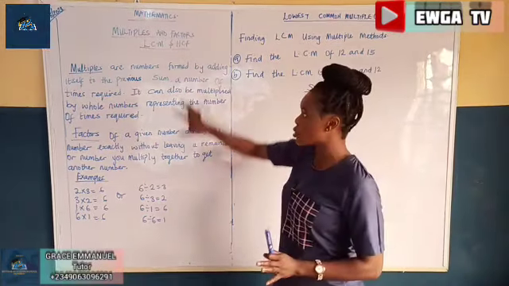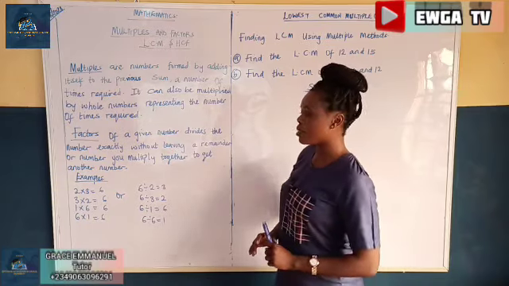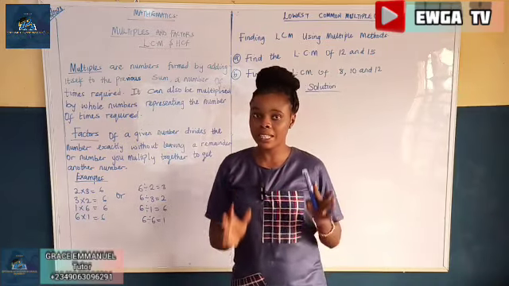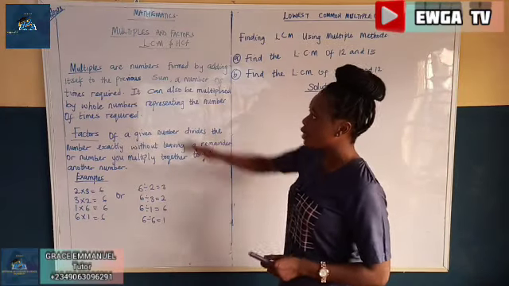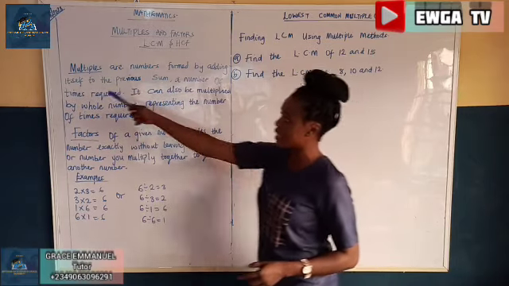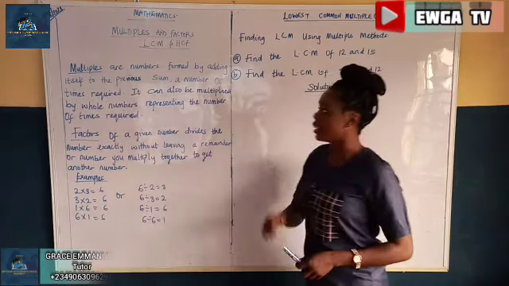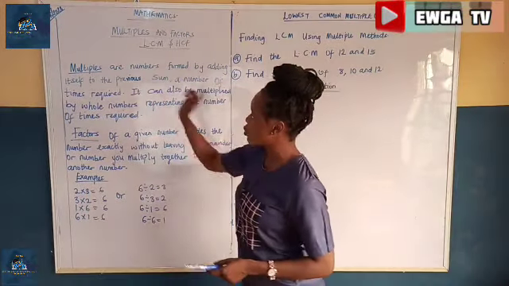Before anything, I want us to understand the word multiples and the word factors, because kids tend to find it difficult. Now, the word multiples. Multiples are numbers formed by adding itself to the previous sum. Numbers formed by adding itself to the previous form.